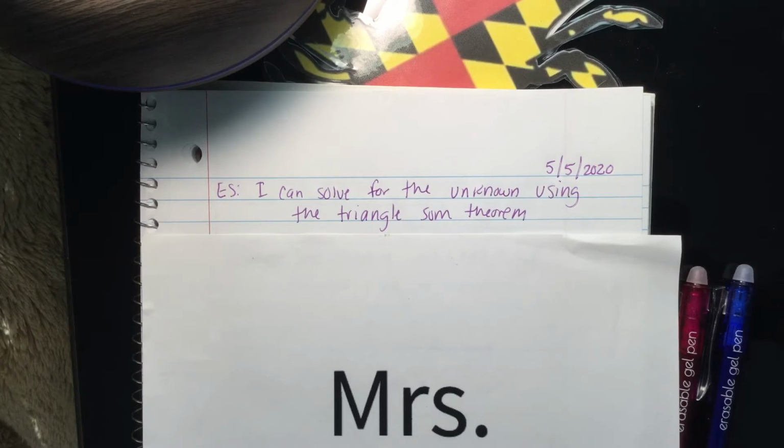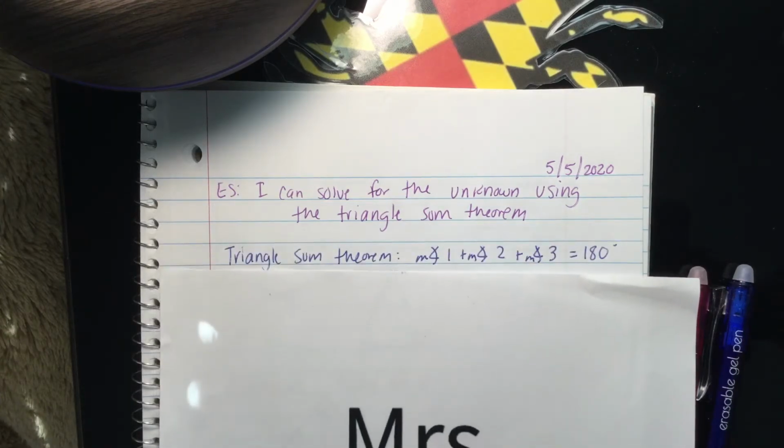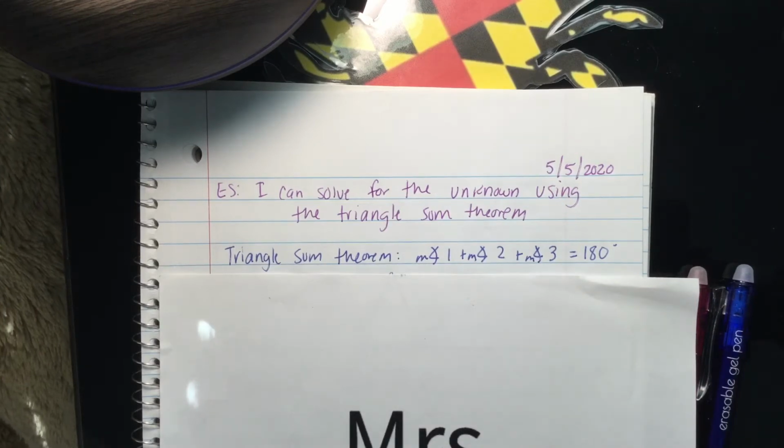So what we're going to be doing today is solving for the unknown variable using the triangle sum theorem. If you saw my TikTok yesterday, you know what the triangle sum theorem is. So the triangle sum theorem basically states that the measure of angle 1, the measure of angle 2, and the measure of angle 3 is equal to 180 degrees.